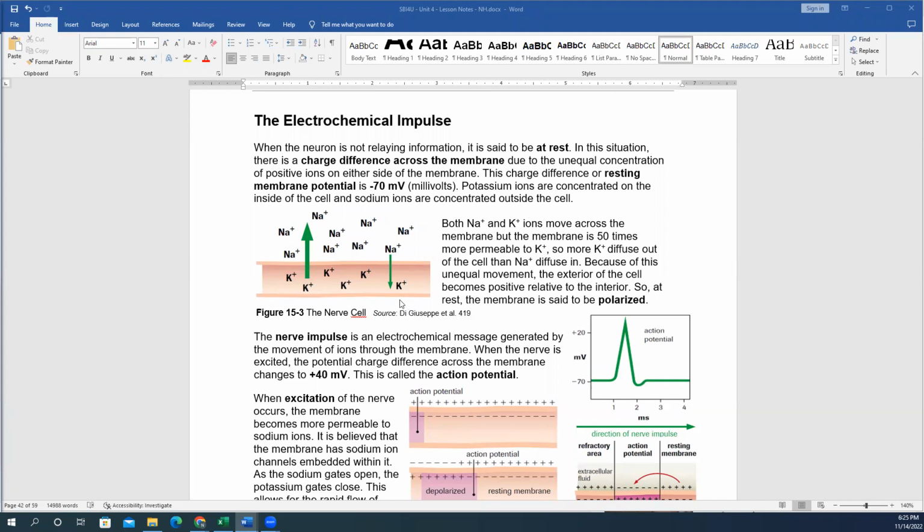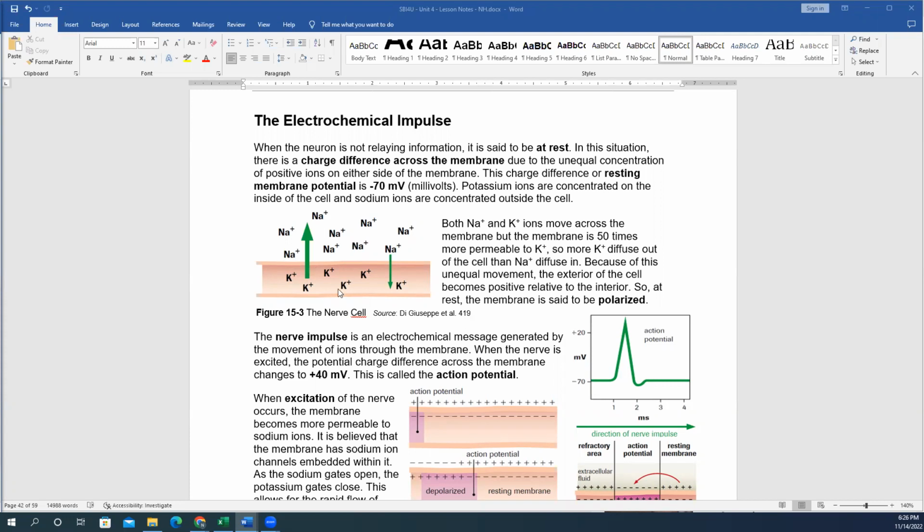When the nerve is said to be at rest, there is a polarization in the membrane. Then when the nerve impulse happens, the nerve impulse is an electrochemical message that is generated by the movement of ions through the membrane.